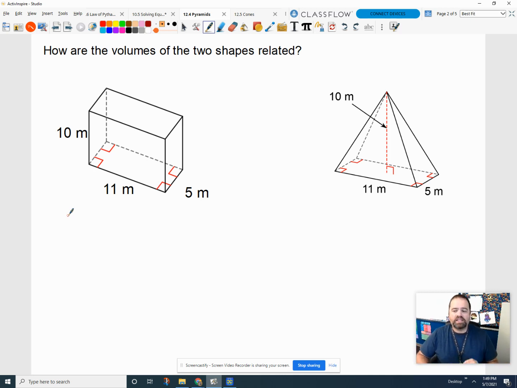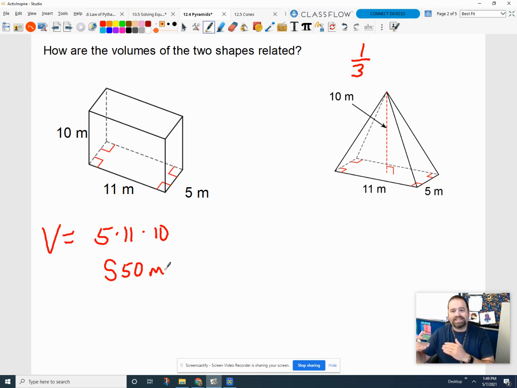The way that these volumes are related is that the pointy shape is literally 1/3 the volume of the bigger prism. The prisms are going to be bigger shapes, and for the pyramids we can do this primarily the same way. So for my prism here, I would take the base, which is 5 by 11, and multiply that by 10 to get my volume. So this has a volume of 550 cubic meters.